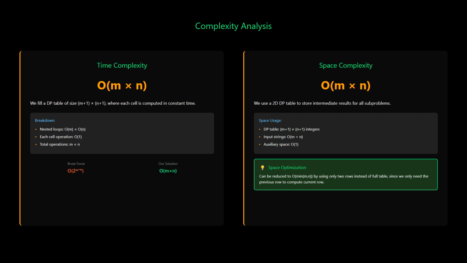However, we can optimize the space complexity to O(min(m, n)) by using only 2 rows instead of the entire table, since we only need the previous row to compute the current row. This optimization is useful when dealing with very long strings, but the basic solution is often sufficient for most interview scenarios.